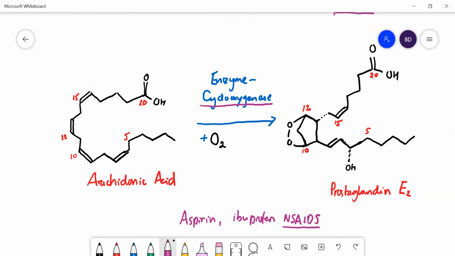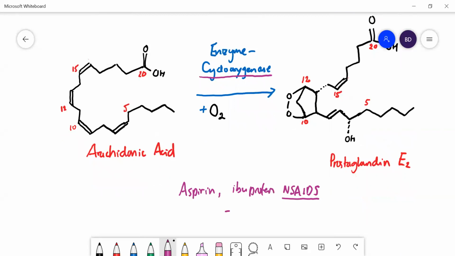We see them as painkillers, but what they really do is they stop inflammation, and that can lead to them stopping swelling and white blood cells being recruited to sites, and that's how they stop the pain. Stop inflammation, stop pain. Right? How do they work?